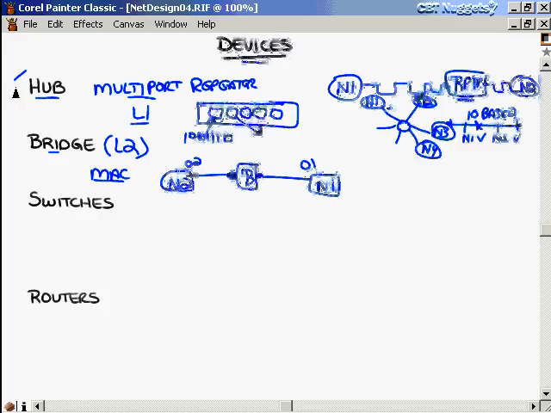Then came along switches. Or you can say then switches came along if you want to sound like you have a higher than a 6th grade education.